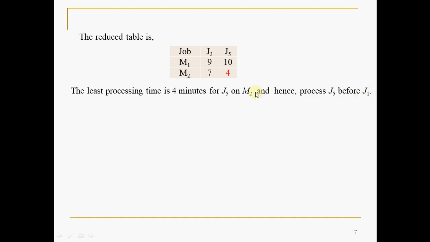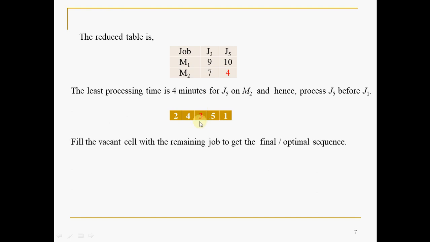Before J1 in the sense J1 is already sequenced, so you are not supposed to disturb that. Fine. So 1 was sequenced earlier, 5, 2, 4 sequenced, and in the remaining space, as only one vacant space will be there and only one job is pending, by default it will take that position. So now this is the updated or final or optimal sequence. Fill the vacant cell with the remaining job to get the final or optimal sequence.